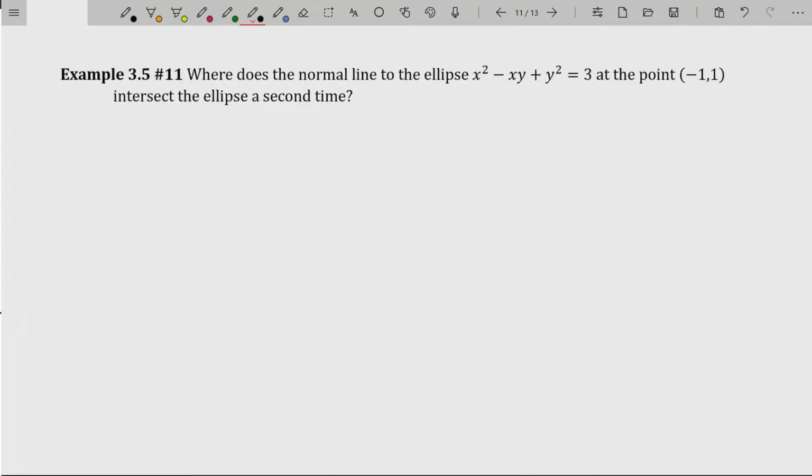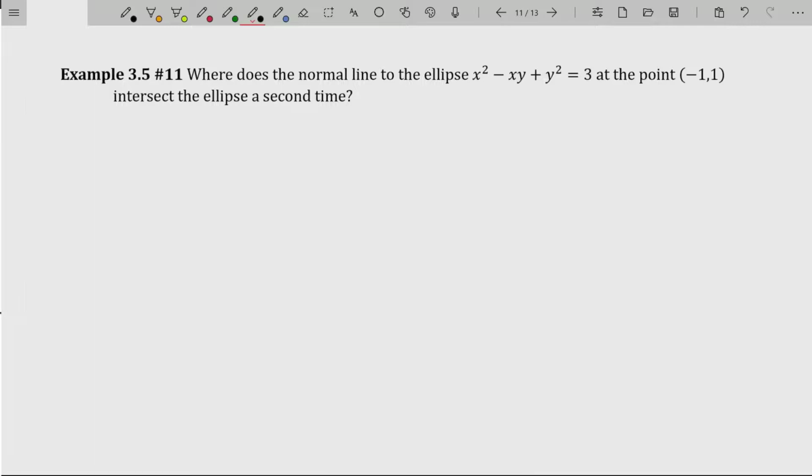Our very last example in this video requires us to sketch out a rough idea of what this situation is asking us about. Where does the normal line to the ellipse at the given point intersect the ellipse a second time? The first thing you should note about the ellipse is it's not a standard ellipse. It's off kilter. That is, its major axis is neither horizontal nor vertical.